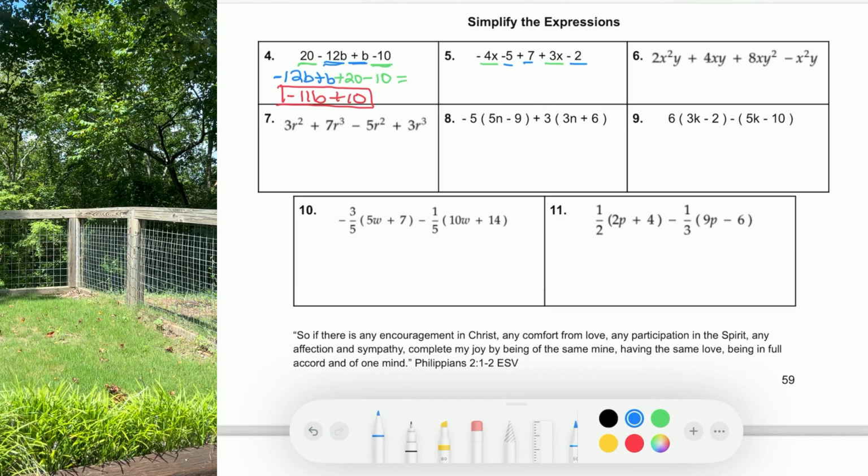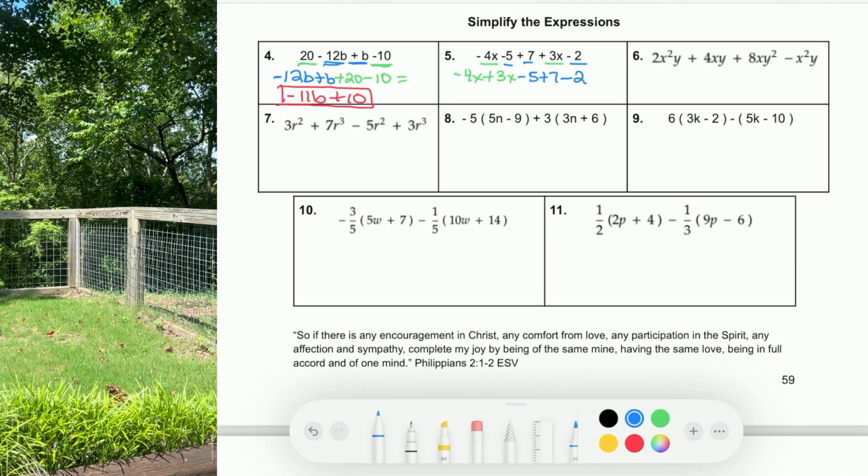I'm going to reorder these. So I have the negative 4x plus 3x. I take that plus sign with it because it's directly in front of it. Then I have my minus 5 plus 7 minus 2.